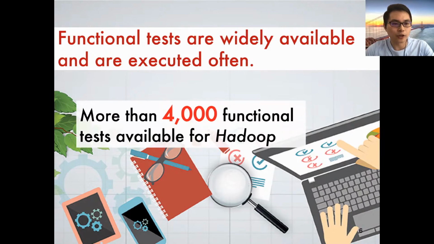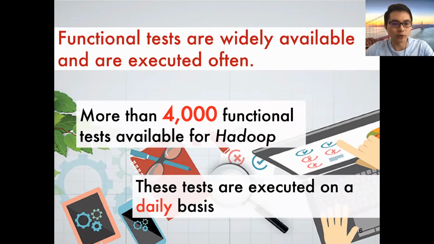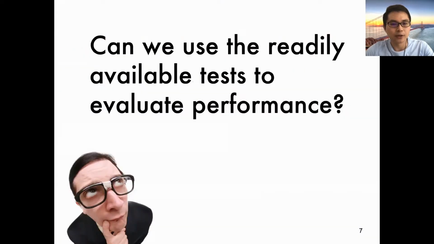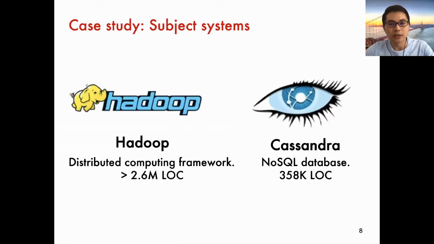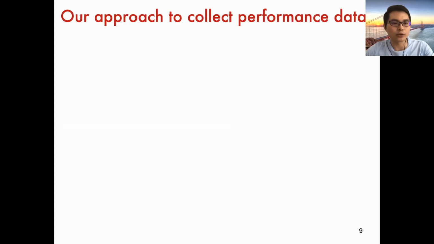For example, in Hadoop, we found that there are more than 4,000 functional tests available. At the same time, we also found that these tests are executed on a daily basis. So we propose the first question: can we use these readily available tests to evaluate performance? If so, it's a good start. So we perform an exploratory study. We choose two open source systems, Hadoop and Cassandra. Next, we are going to talk about a method to collect the performance data.